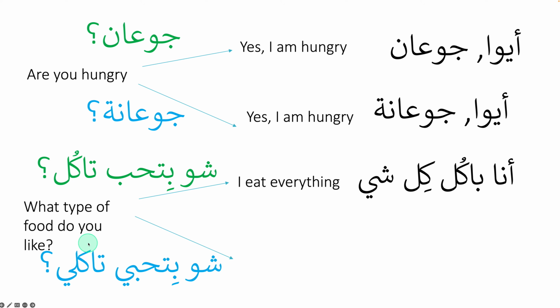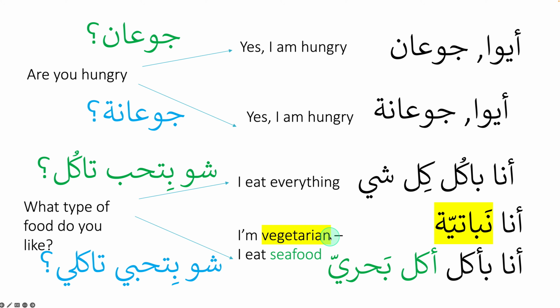If you're asking a woman, you would say شو بتحبي تاكلي? There's an obvious difference between the two forms: the feminine ends with an "ee" in both verbs, whereas the masculine doesn't. And she might reply, أنا نباتية. Nabatiya is a vegetarian, and ladies, by the way, I'm vegetarian, so this is not just for the ladies. أنا نباتية.